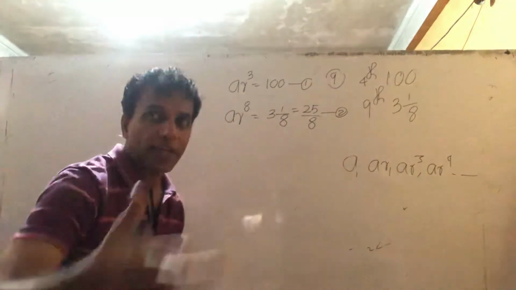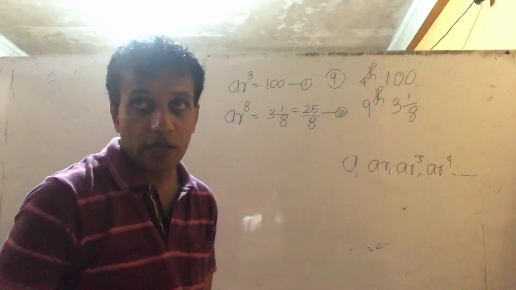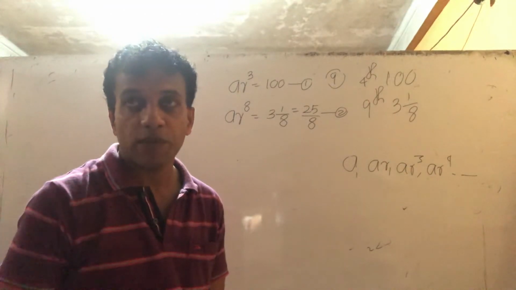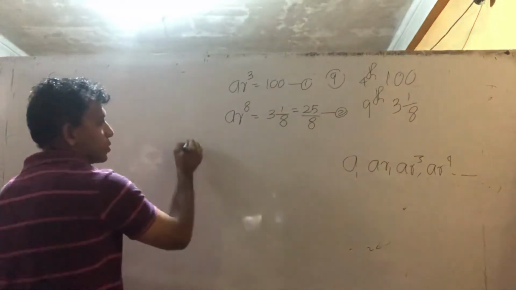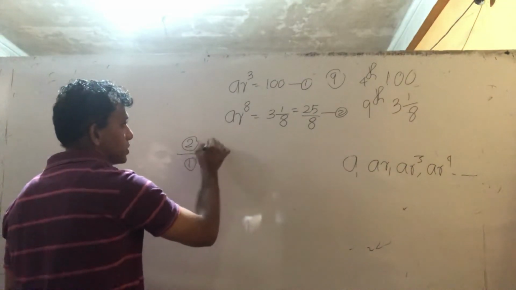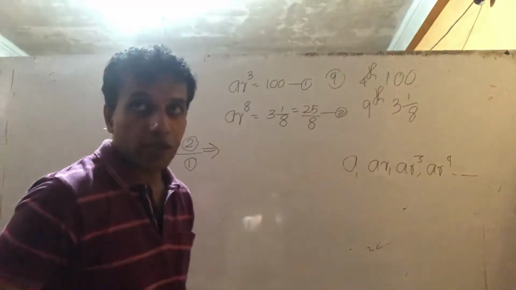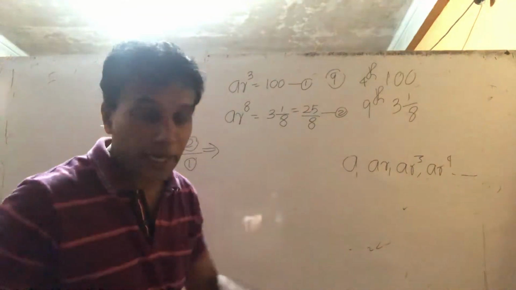Show the mixed fraction, otherwise 25 over 8. Now, what is the idea of solving a GP problem? Divide one equation by the other. I use the second equation, divided by the first. It's a dividing idea to remove the A.